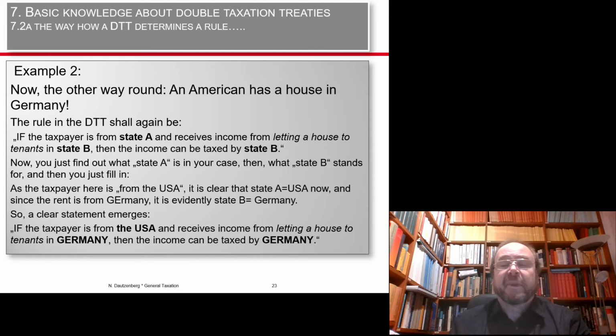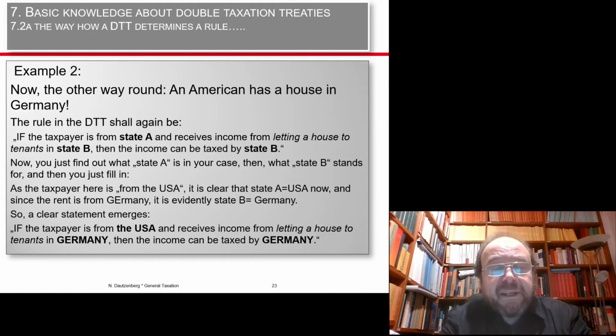They do it. The other way around would also work. An American has a house in Germany. The rule shall again be if a taxpayer is from state A receives income from rent state B, then the income can be taxed by state B, because you know the rule is general and applies to both states in the equal way. Good. Now we fill in again what state A and B are and try to find out.